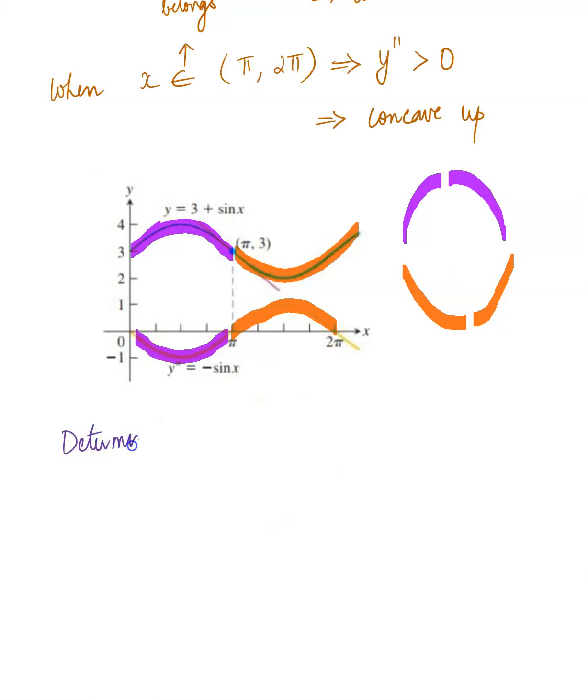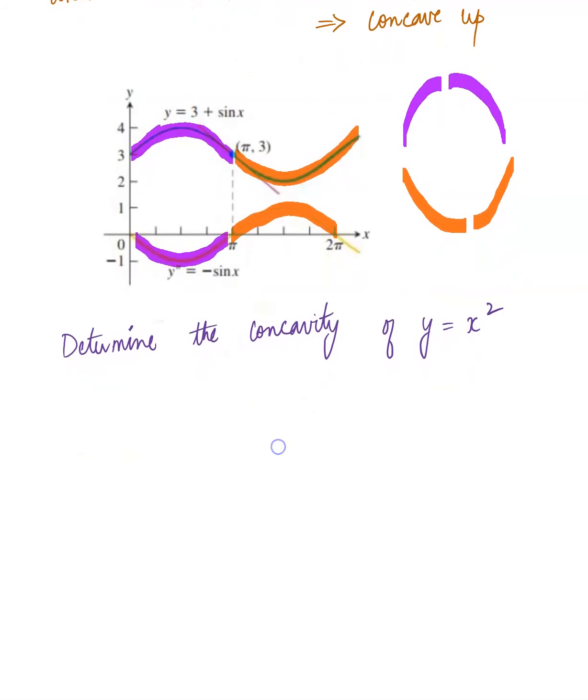Next question is to determine the concavity of y equals x squared. Again, this is a graph that you're very familiar with. It's a parabola that opens upwards. So y prime is 2x, y double prime is 2. So now the question is, how does the sign change when we change x? Now in y double prime there is no x. That means your y double prime is a constant. It's a number 2 no matter what your x is. Therefore we know that this number 2 obviously is positive.